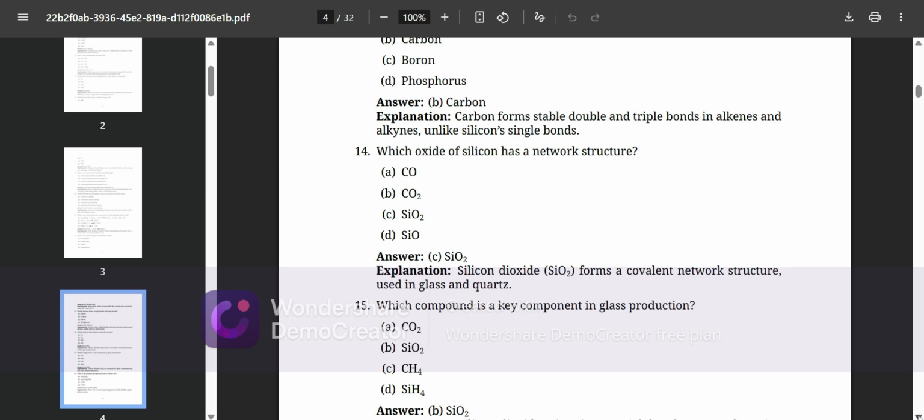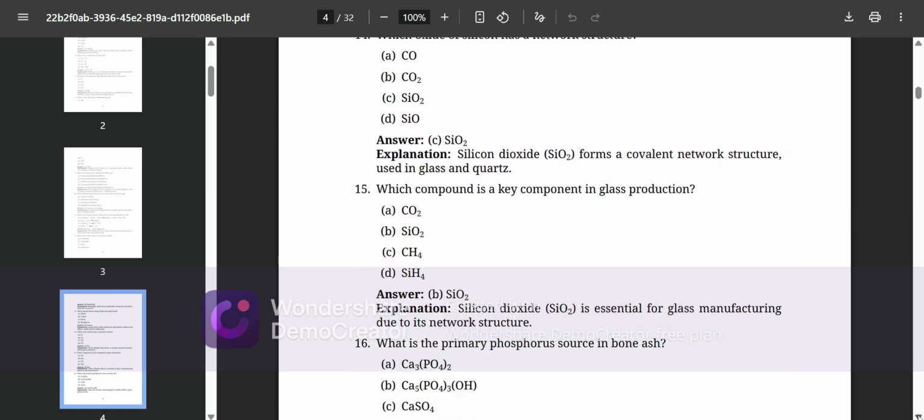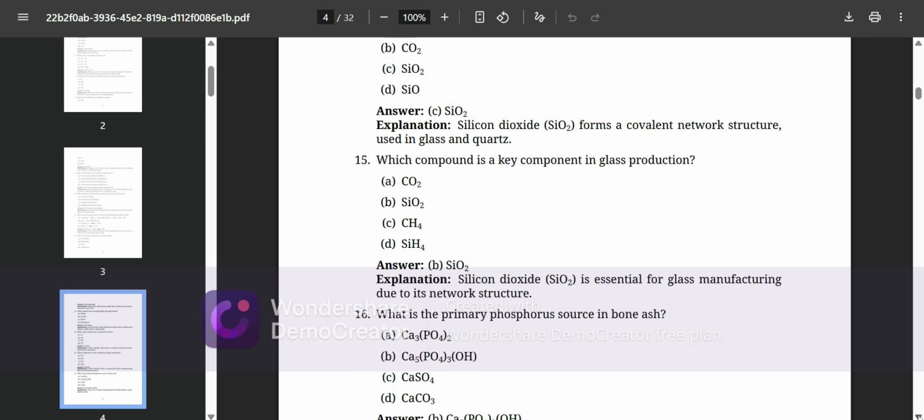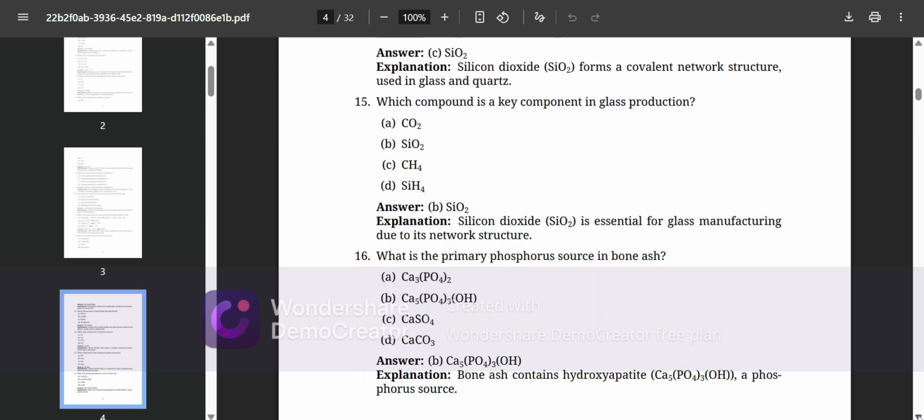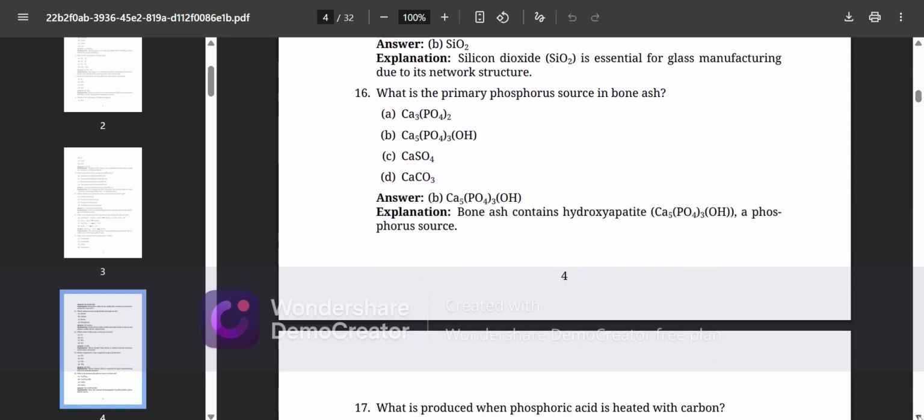Which oxide of silicon has a network structure? Silicon dioxide SiO2 forms a covalent network structure used in glass and quartz. Which compound is a key component in glass production? SiO2. Silicon dioxide SiO2 is essential for glass manufacturing due to its network structure.